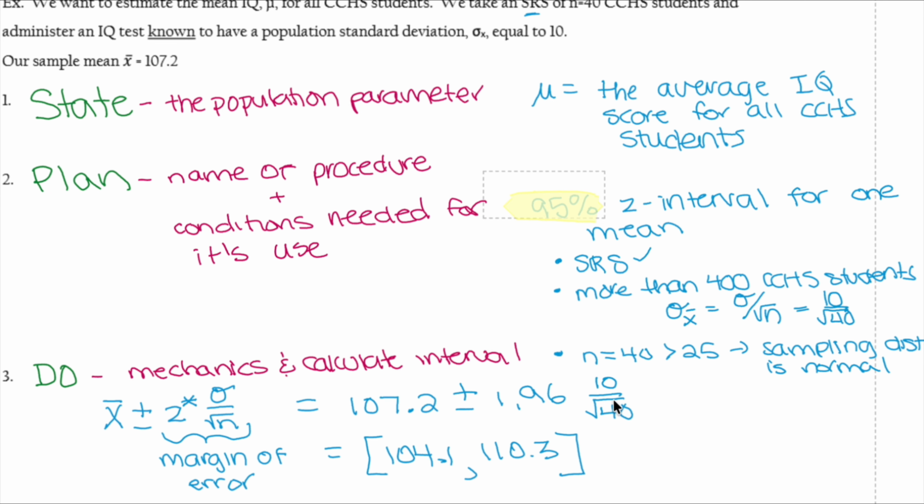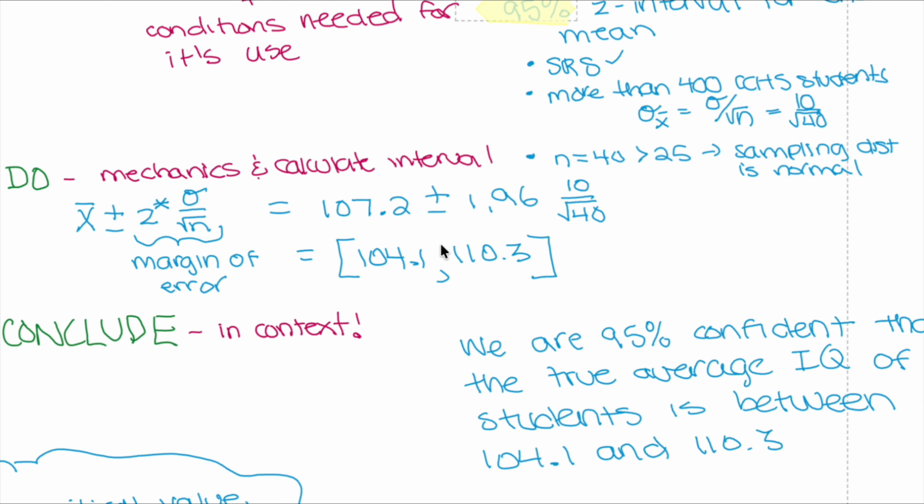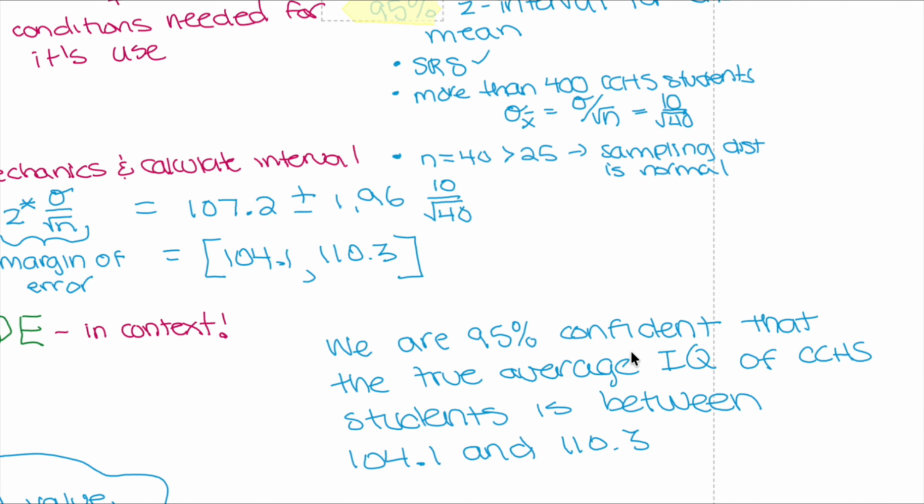So use this and multiply by the standard deviation we just got from here, and you will get a range of data, which is from 104.1 to 110.3. So this is the point where we can conclude in context for this problem. What does this interval of numbers really mean? Well, it means we are 95% confident that the true average IQ of CCHS students is between 104.1 and 110.3.